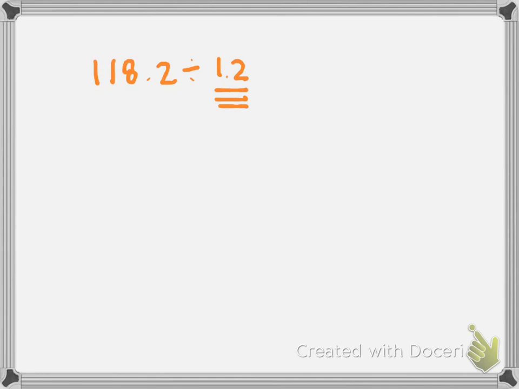First of all, let's write it as if we were going to do it. 118.2 is the first number that goes inside, divided by 1.2. I cannot do this, so I'm going to change it so that it allows me to divide.